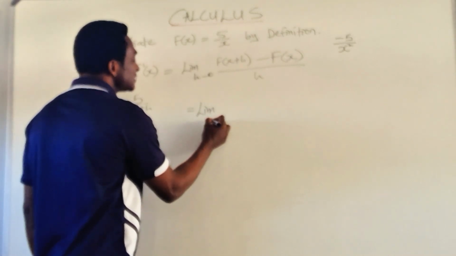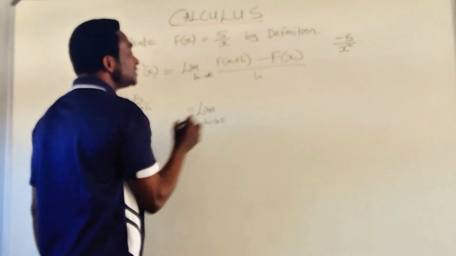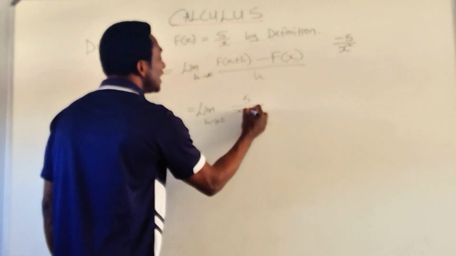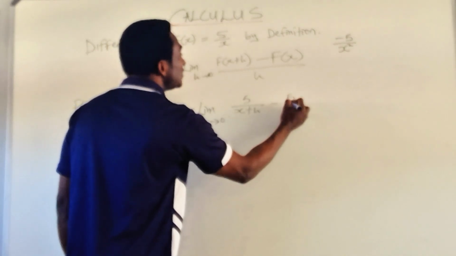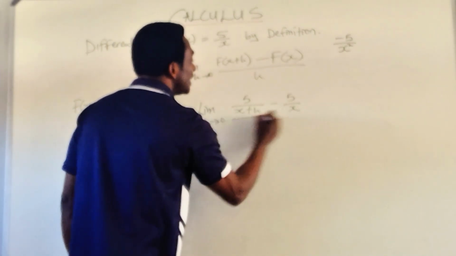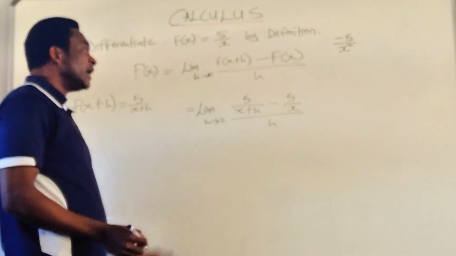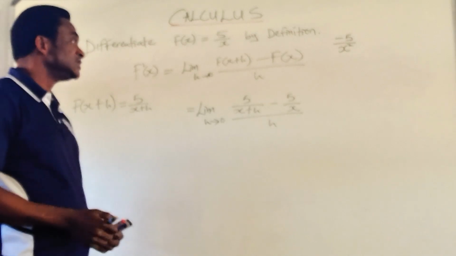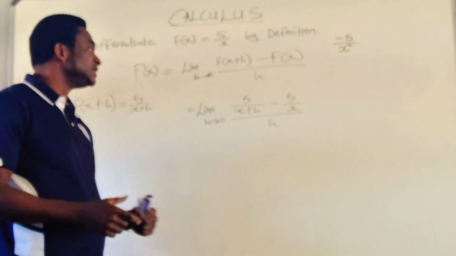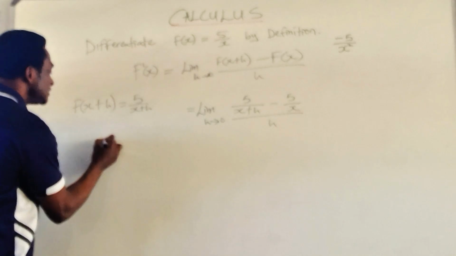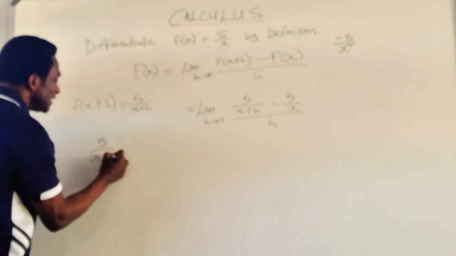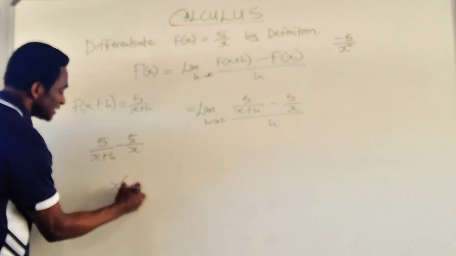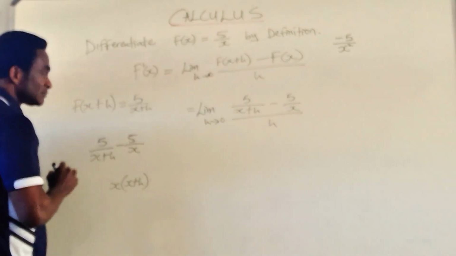Remember, like I said previously, our notation matters. So our f of x plus h in this case is 5 over x plus h minus 5 over x, which is our f of x. Now what we need to apply here is resolving fractions. So let's make this a single fraction and then take it from there. So this is 5 over x plus h minus 5 over x. If we take LCD, LCD will be x into x plus h.